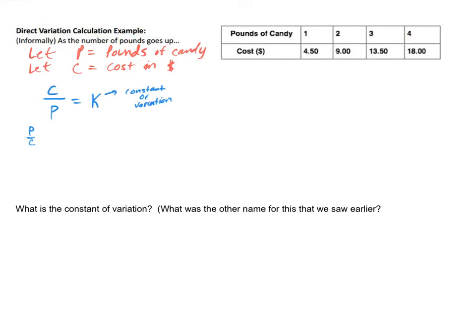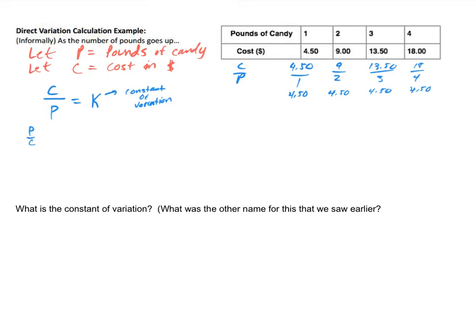Now I can go over here and show you that there's a direct variation between pounds and cost, because if I take the cost and divide it by the number of pounds for each one of these, what do we get? Well, we get 450 divided by 1, which is 450. We get 900 divided by 2, which is, again, 450. 1350 divided by 3 is 450. And 1800 divided by 4 is 450. So you can see here, when you take the ratio of cost to pounds and you consider all of these instances, they all reduce to 450.